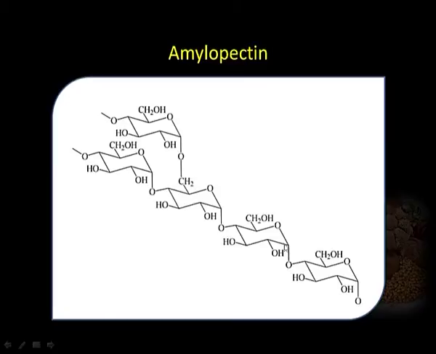one glucose is linked to the C1 of another glucose, C4 is linked to C1 and so on, and this hydroxyl at carbon number 6 is linked to C1 of another glucose molecule which can form another chain. So, this way branching occurs in amylopectin.